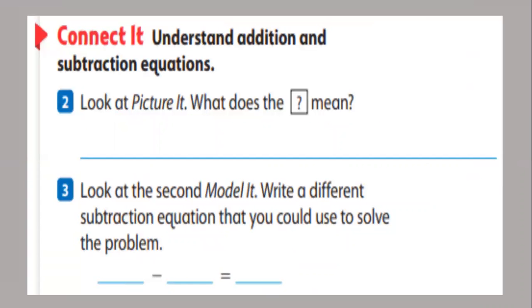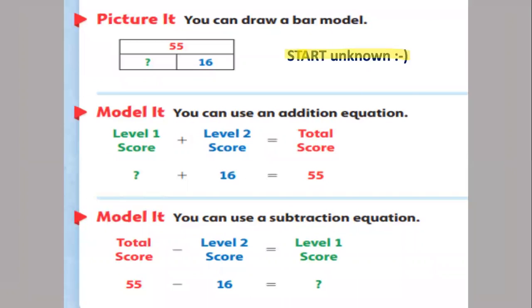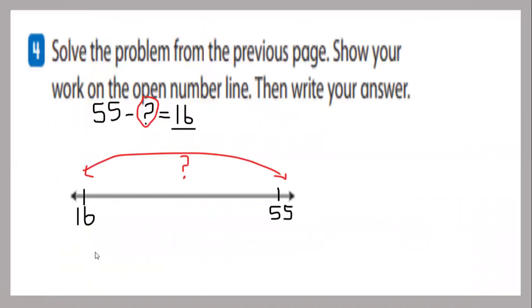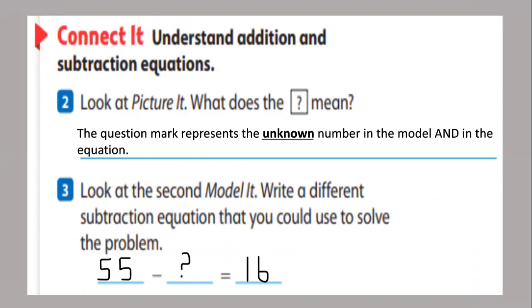Number 3, look at the second model. Write a different subtraction equation that you could use to solve the problem. So the second model, it's here. That's the subtraction equation for 55 minus 16. So our total minus our change, 55 minus 16. And the other subtraction equation that I came up with was to have the total subtract the start, and that should give me 16, which is the change.